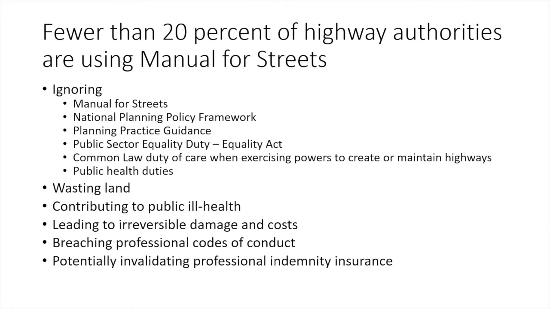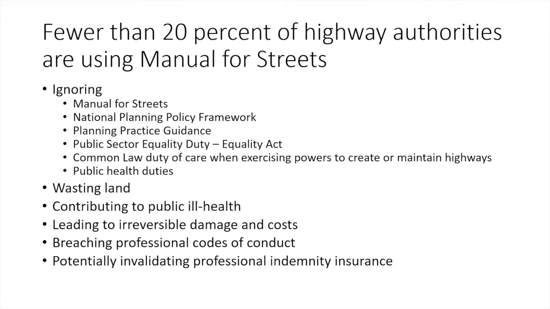The bad news is fewer than 20% of highway authorities are using a manual for streets. They are ignoring it. They are ignoring the National Planning Policy Framework, the Planning Practice Guidance. All of these put people first, not vehicles first. We have an embedded system where vehicles are placed above the needs of people. Incredibly, there are county councils out there that put the need to accommodate increases in the size of refuse collection vehicles above those of accommodating blind or partially sighted people or children or disabled or elderly people. It's an absolute scandal. They're ignoring the common law duty of care, which is to have regard to the safety of all road users, both careful and negligent.